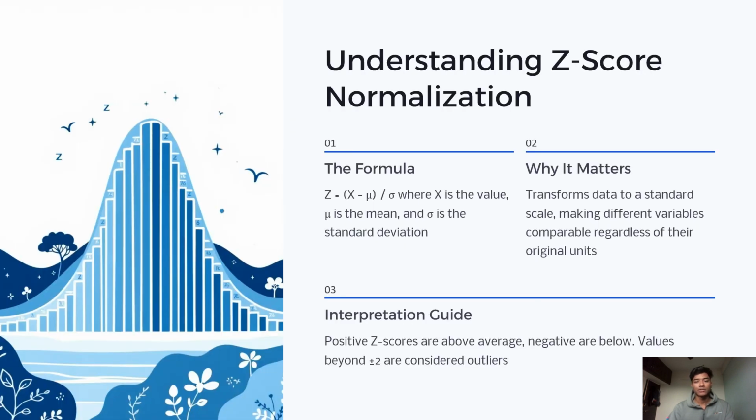Now let's understand Z-score normalization. Z-score normalization helps us convert different types of data like age and productivity into a common scale. The formula is Z equals (x minus mu) upon sigma. A positive Z-score means the value is above the average. A negative Z-score means it's below average, and values beyond plus and minus 2 are usually considered outliers.